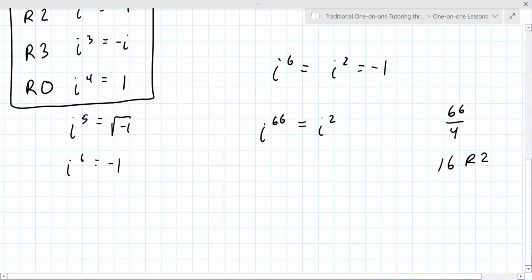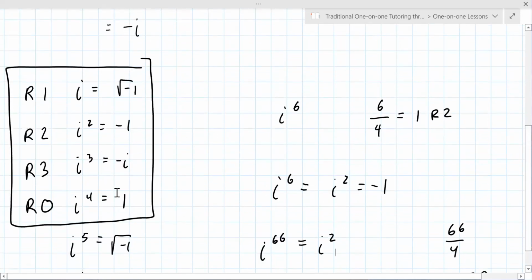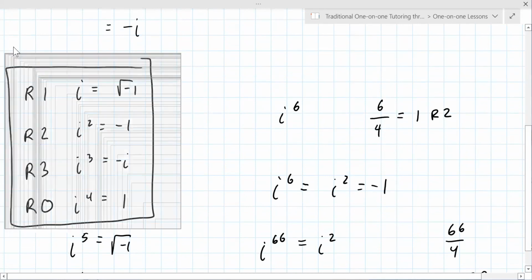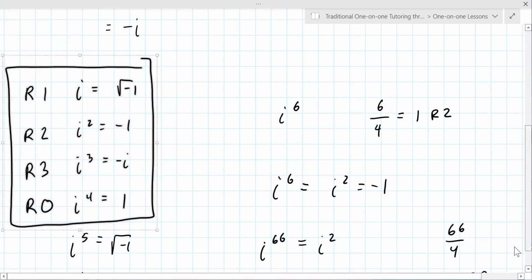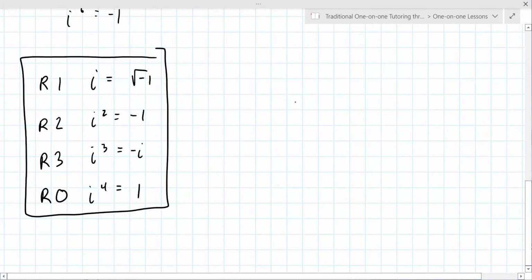Now, a larger problem though, like what if it was, actually, let me grab this list here, grab this and bring it down. So let's say it was something like i to the 431 power. So you got to do the same thing. I have 431 divided by 4.